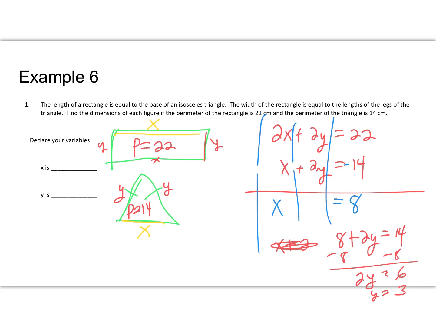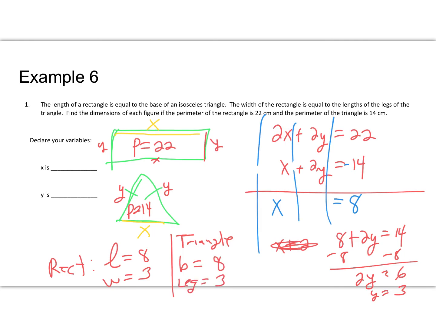Okay, so the dimensions. The rectangle: your length is going to be 8. Width is equal to 3. For the triangle, the base is going to be 8 and the legs are going to be 3's. All right, so there's that one.